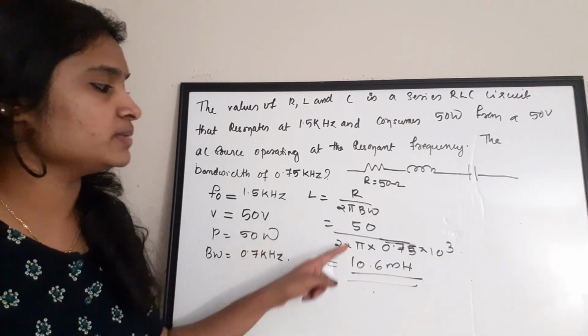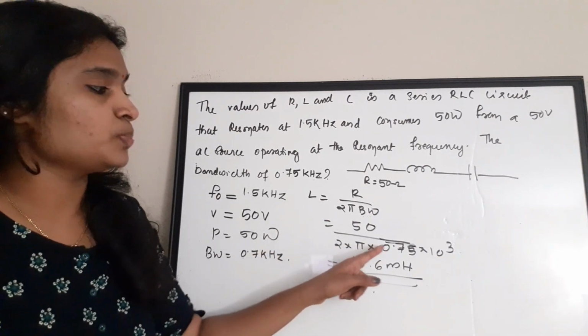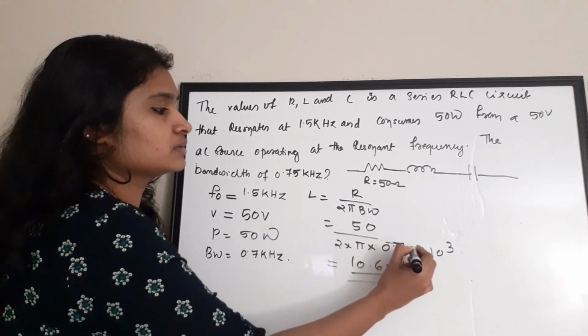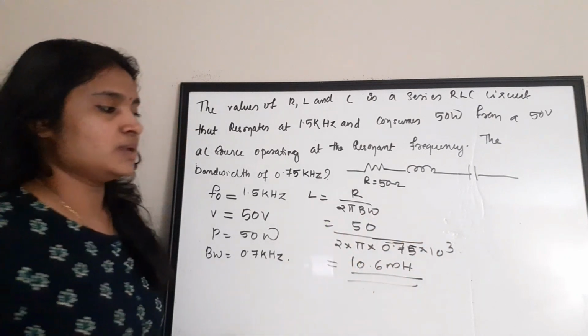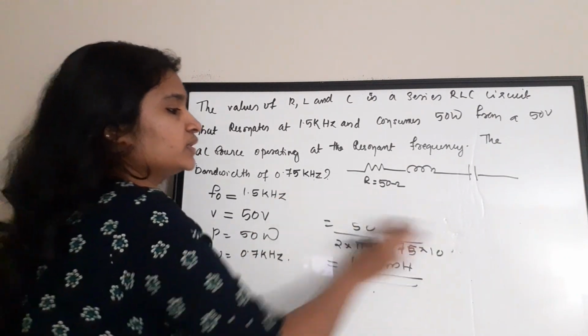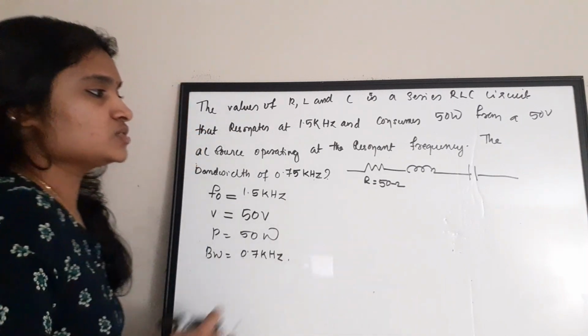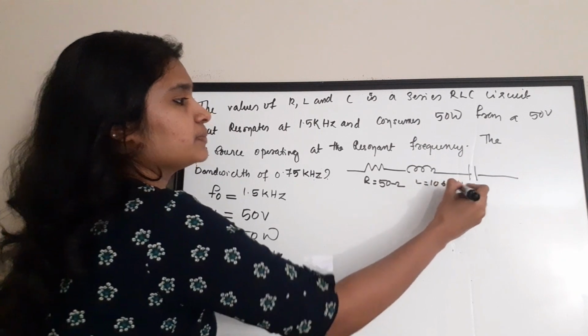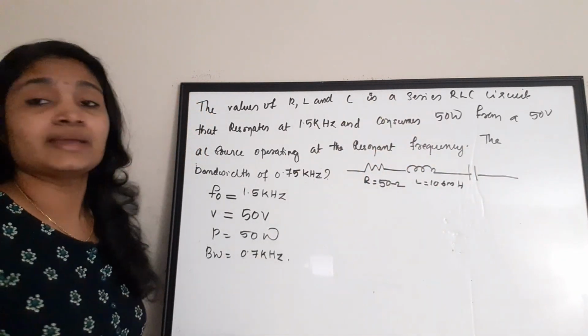That is, if you solve 50 by 2 pi into 0.75 into 10 raised to 3, you will get the value as 10.6 millihenry. Now you have the value for inductance also. Inductance is obtained as L is equal to 10.6 millihenry. Next, we need to solve for capacitance.